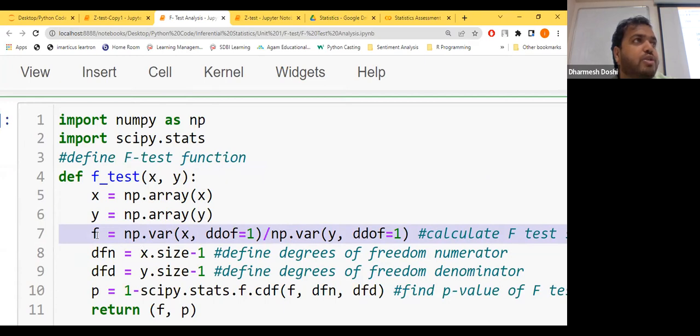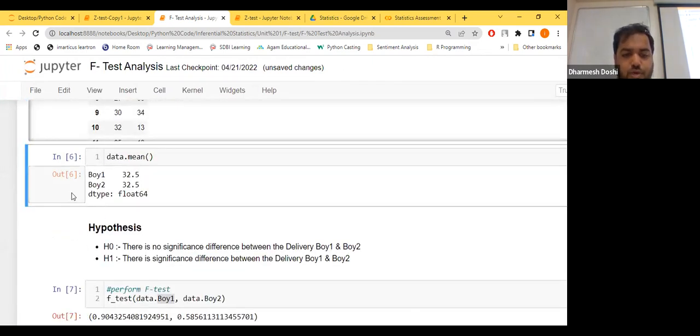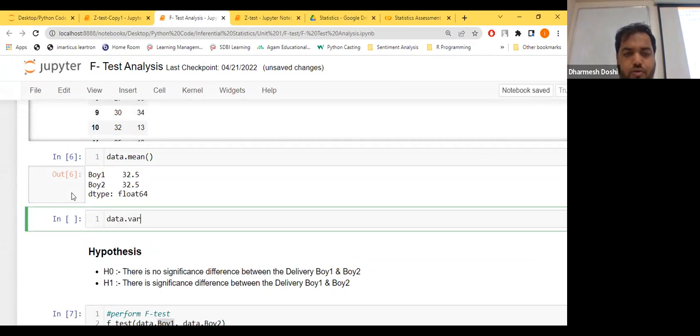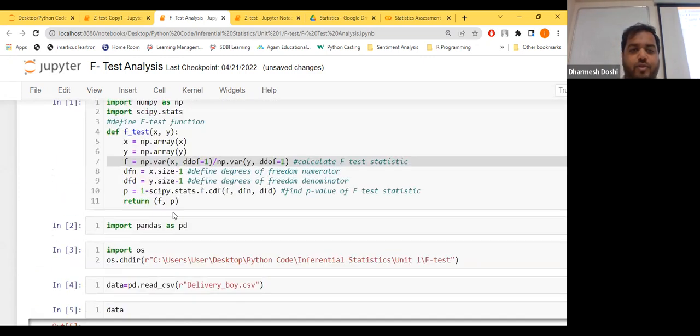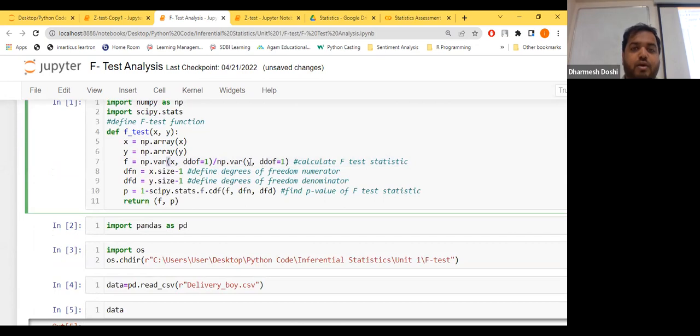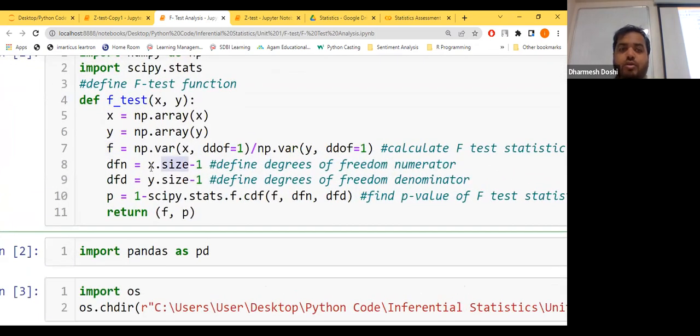You know, degrees of freedom, n minus 1. Then you can compute over here. The way you computed mean, same way you compute variance, which is the highest one, 182. So you can write data of boy 2 in first one. So 182, 183 divided by 166 will give F. Degrees of freedom is n minus 1: X size minus 1, Y size minus 1.